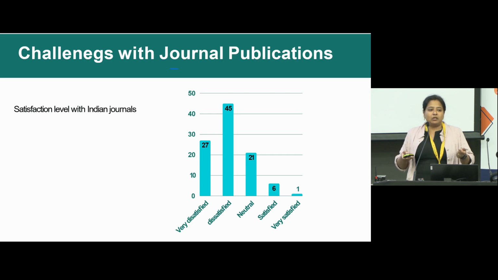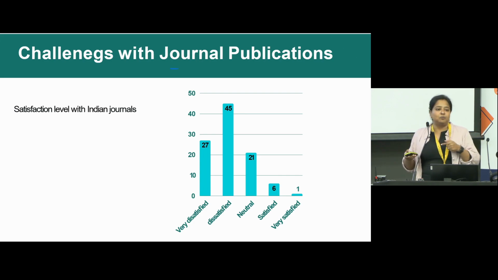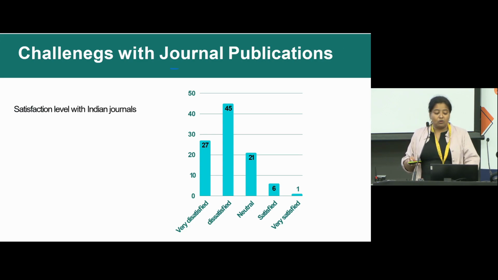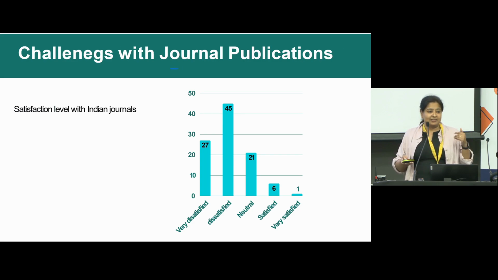You will pay APC and publish in some open access journal published from the Global North, but you won't publish in your own journal because they feel really dissatisfied with the journals. And what are the dissatisfactions? You see, more than 50%, 60–70% are quite dissatisfied with the journals.